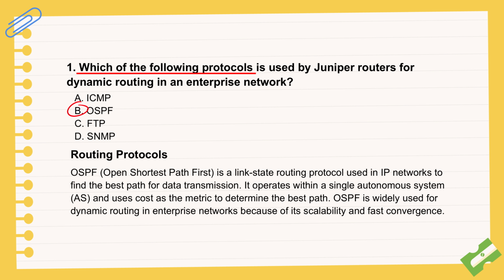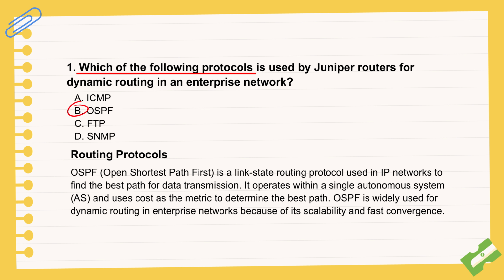Yeah, and the other options, well, they're different beasts entirely. ICMP is for diagnostics like ping, FTP is for file transfers, SNMP is for network management, monitoring devices. None of them are about actually calculating the best data paths. Makes sense. So the explanation confirms OSPF is the one, highlighting its job in finding efficient routes on Juniper gear.